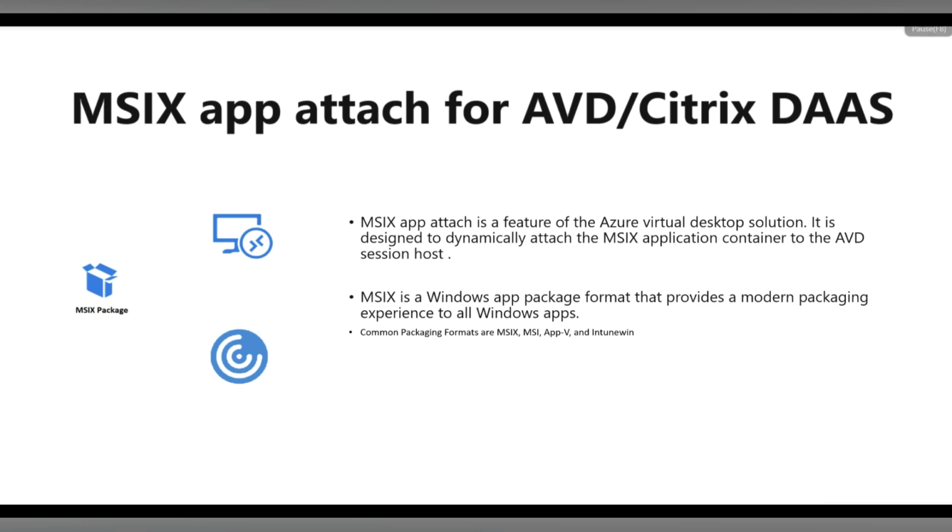When it comes to MSIX App Attach for Azure Virtual Desktop or Citrix DaaS, it will help us to decouple applications from the operating system. So you don't need to install applications on the operating system. You can create individual packages for each application. You can dynamically attach the MSIX application package to the host pool or session hosts, so that whenever a user logs in, he will find his applications. However, those applications are not installed locally on the virtual machine. They actually get attached from the network share through MSIX App Attach.